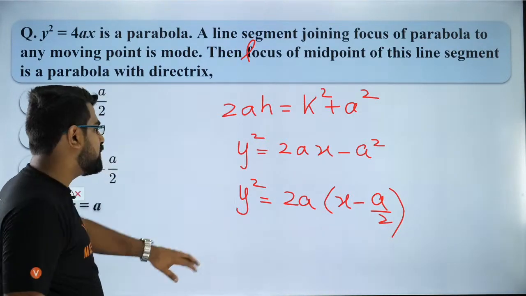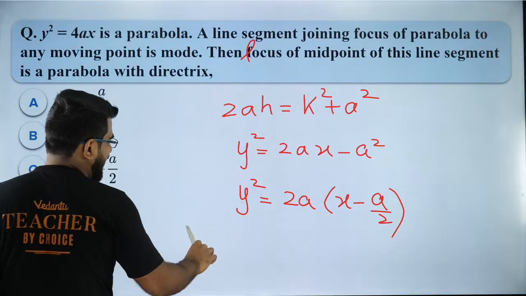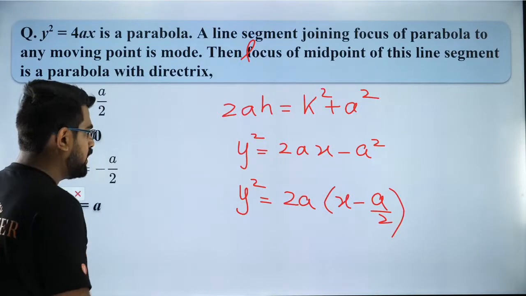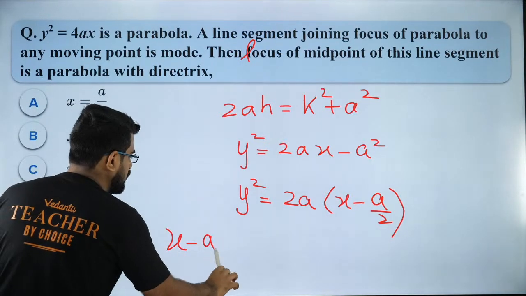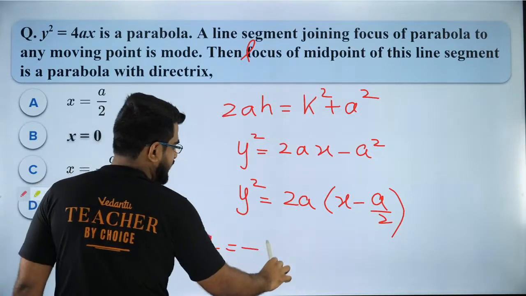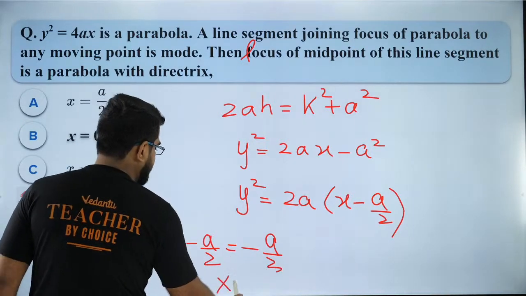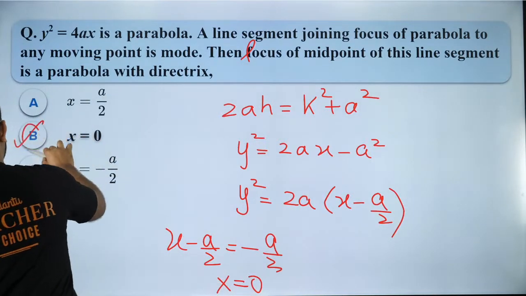So what is the directrix of this parabola? Directrix is nothing but x equal to minus a. So x minus a by 2 is equal to minus a. So x is equal to a by 2 minus a, which is minus a by 2. So the answer is x is equal to 0. So option B is your right answer. Okay.